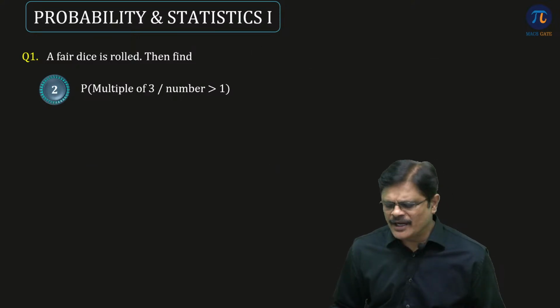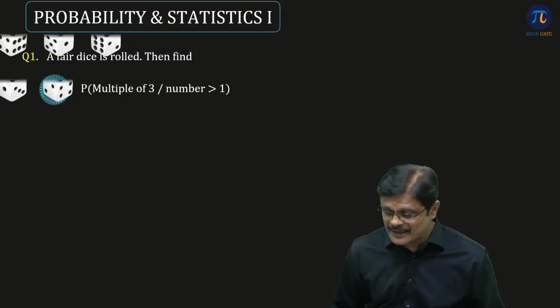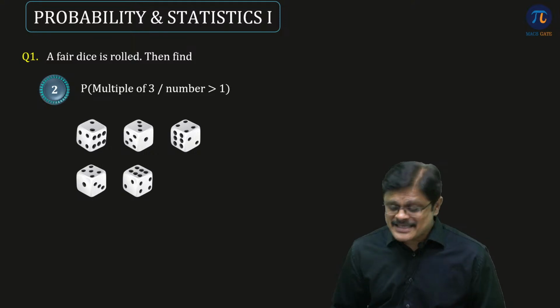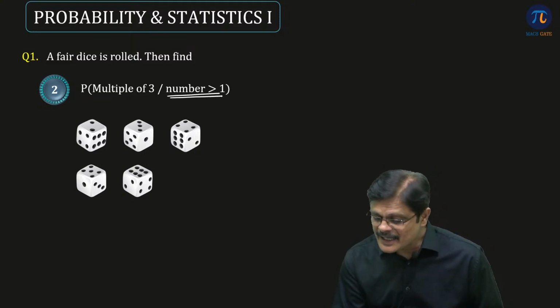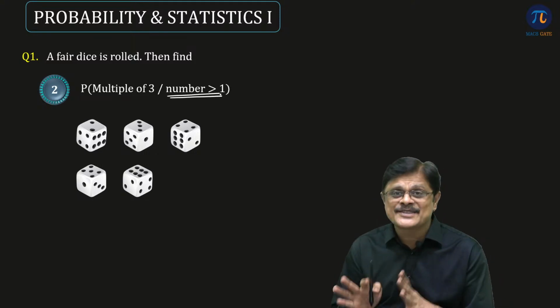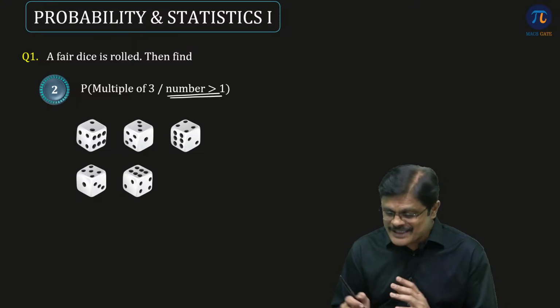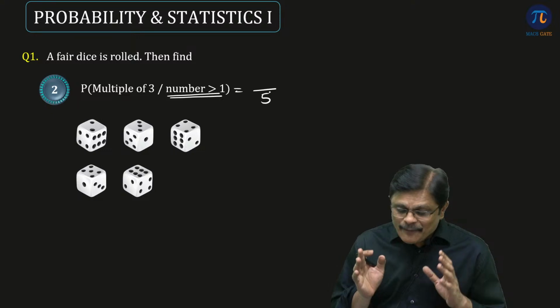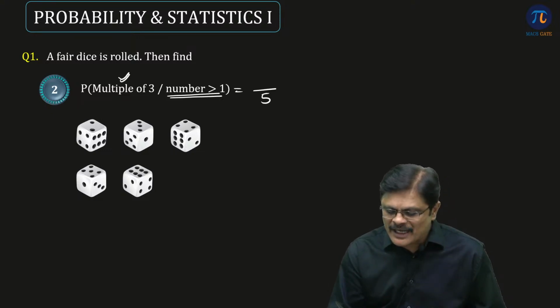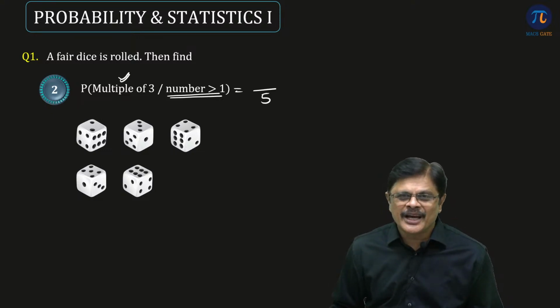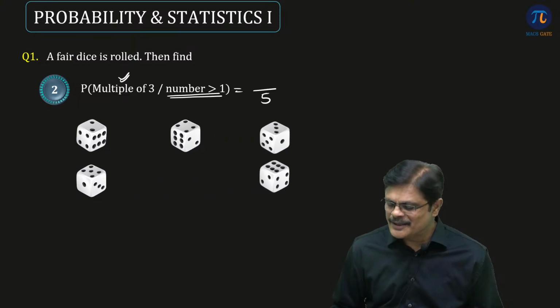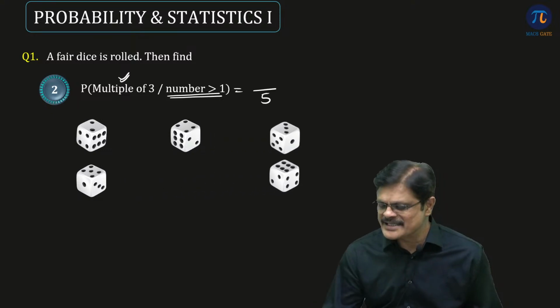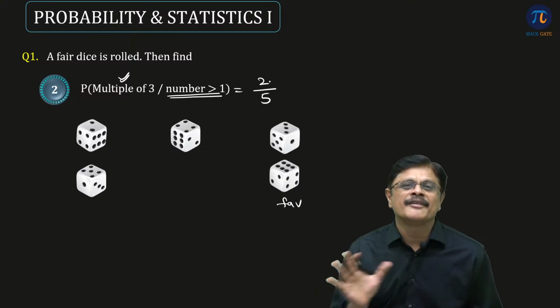Next question. What is the probability of multiple of 3 when the number is greater than 1? See, number is greater than 1 means only these 5 numbers happened. So this is what is happened. That is these 5 outcomes happened. When this happened, what is the probability of getting a multiple of 3? So how many are favorable for multiple of 3? These 2 are favorable because 3 and 6 are favorable. So 2 favorable out of 5.